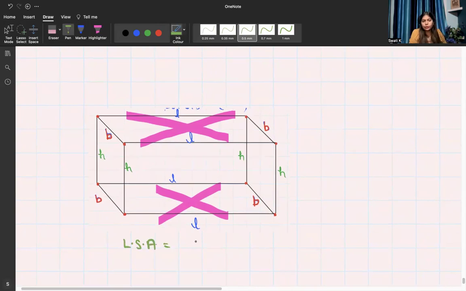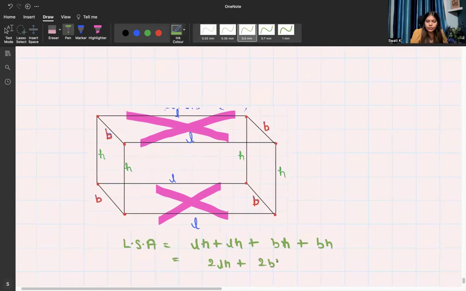So what is that going to be? Let's start by adding the front one first. The area of the front face is going to be L into H. Similarly, we have the area of the back face also, which is also going to be L into H, plus the area of the left face, which is going to be B into H. So I'm directly writing BH plus the area of the right face, that is also BH. Now what is LH plus LH? That is going to be 2LH. And what is BH plus BH?